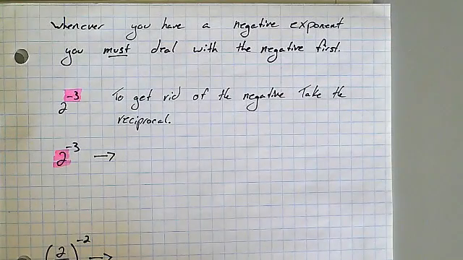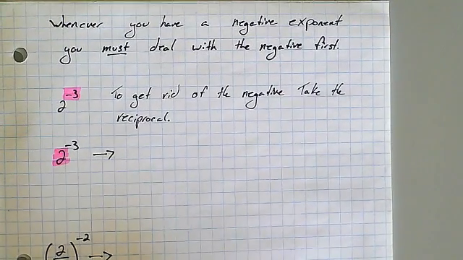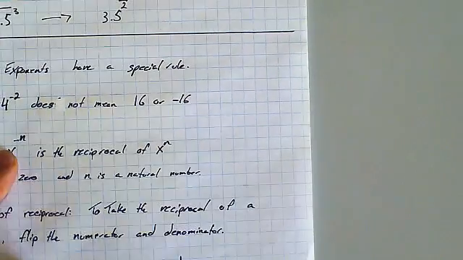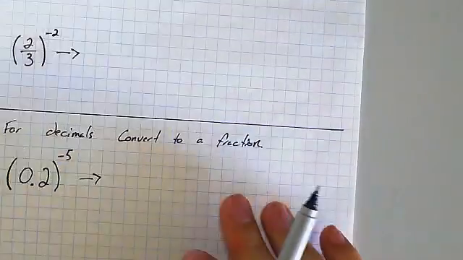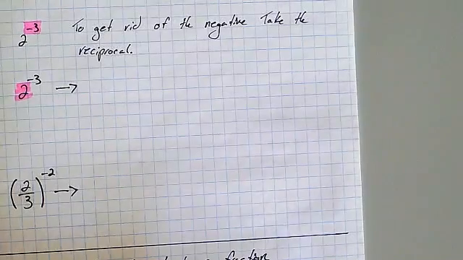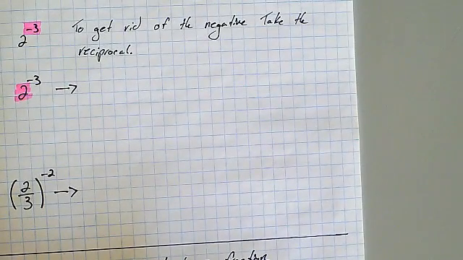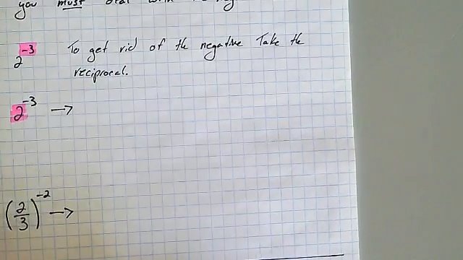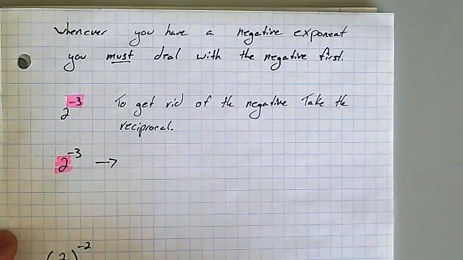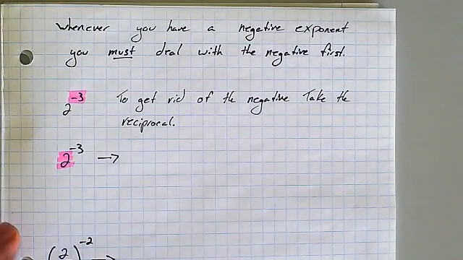Whenever you have a negative exponent, to get rid of this, actually I should probably mention that over here. To get rid of your negative exponent, you must first take the reciprocal and go from there. We did this a little bit in, I think it was chapter 7, when it came to parallel and perpendicular lines. So whenever you have a negative exponent, it's really good to deal with your negative first and then deal with everything else.